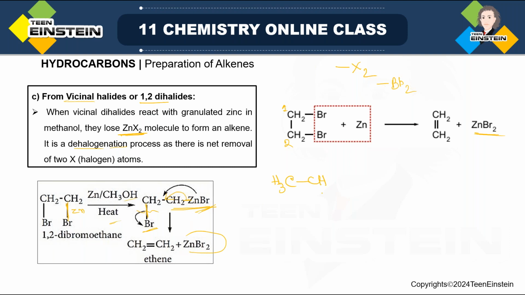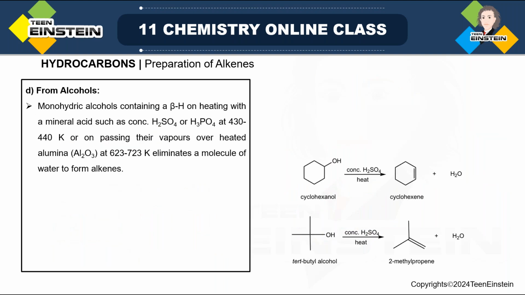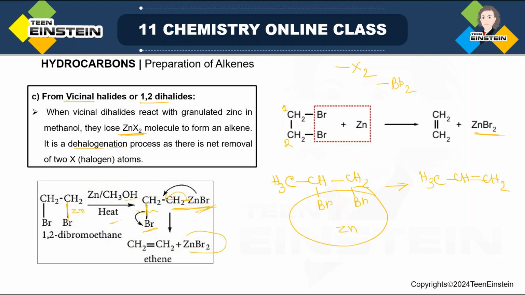We can also take an example like this where it is not symmetrical. So here also, after removal of Zn, it is a net removal of ZnBr2. So you get propene as the product. Fine. Now one more method is left, which is from alcohol, but we will not start today because we need a detailed discussion related to this.